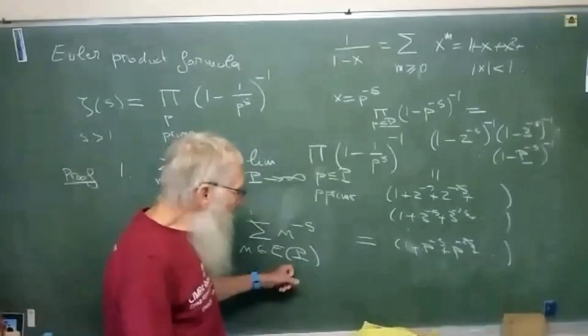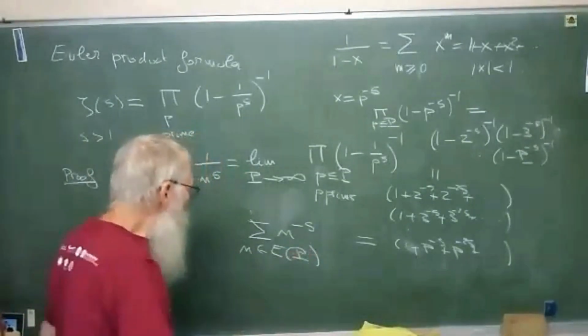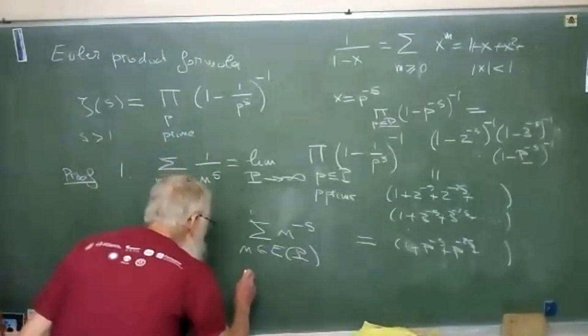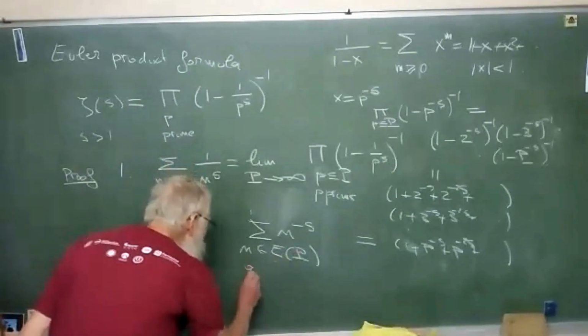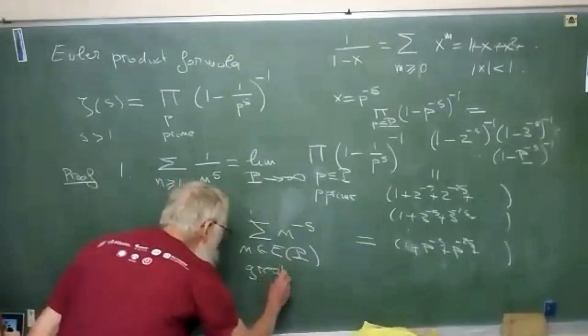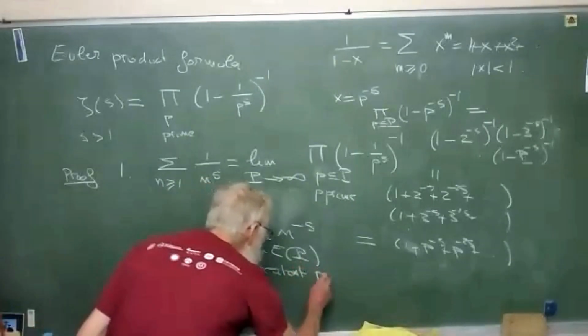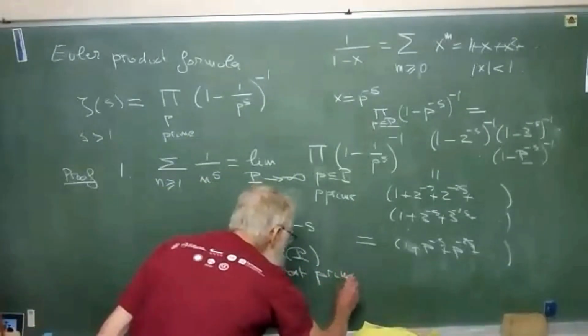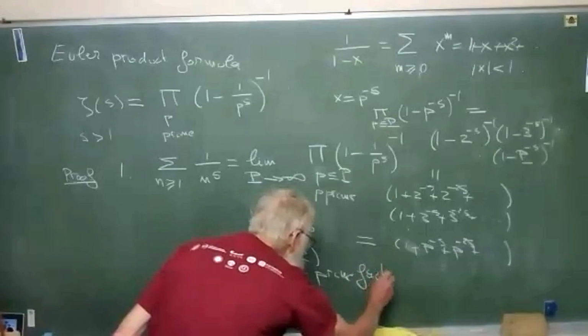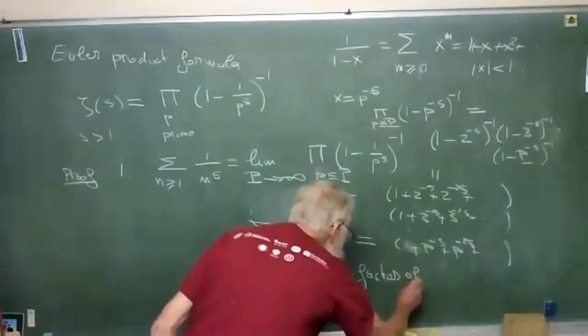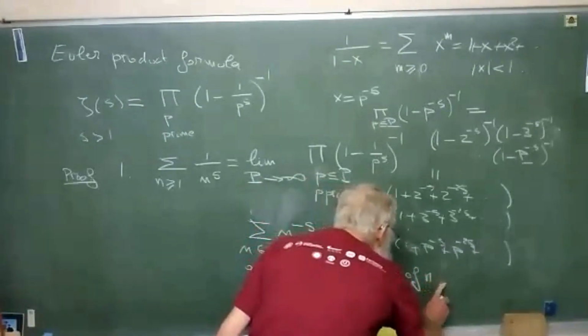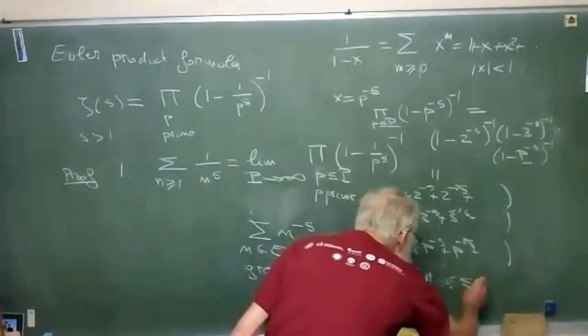And what is the set E of P? It is a set of integers such that the greatest prime factor of n is less than or equal to capital P.